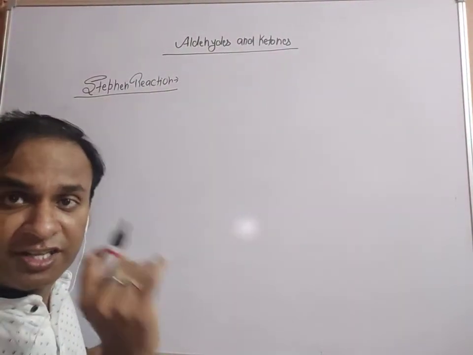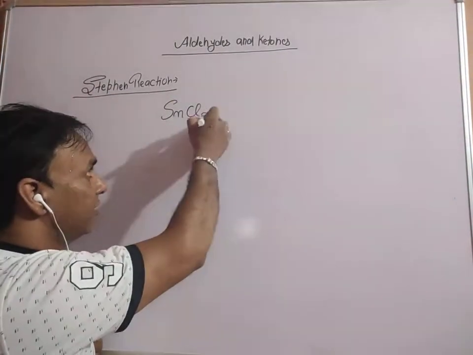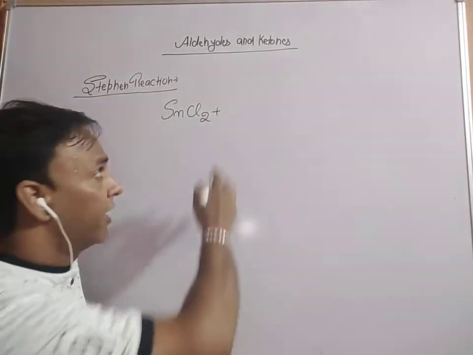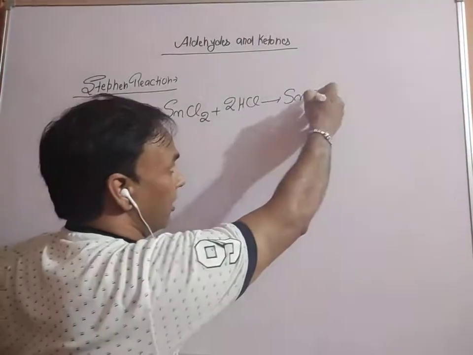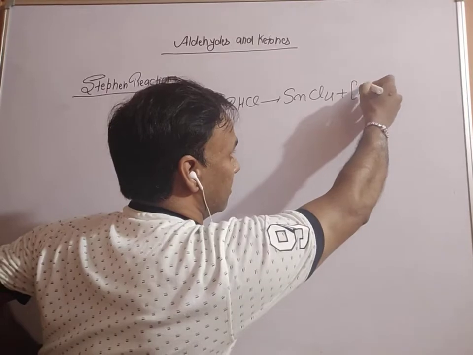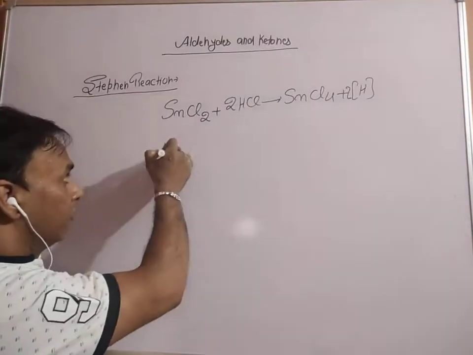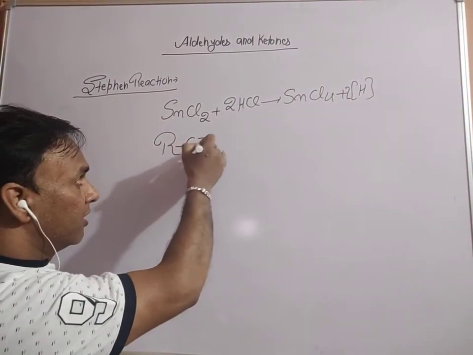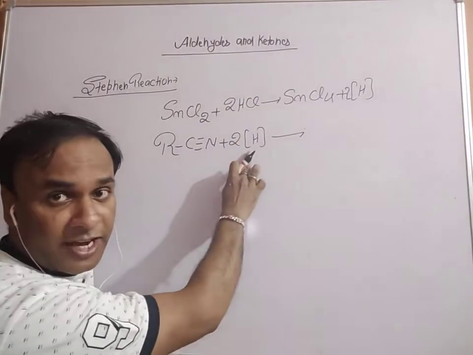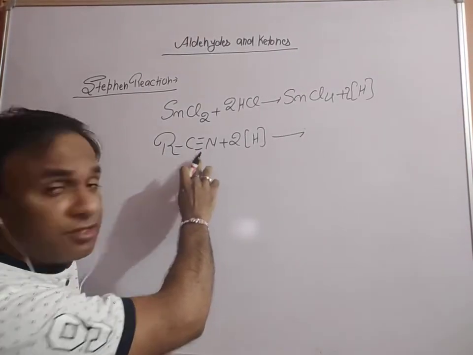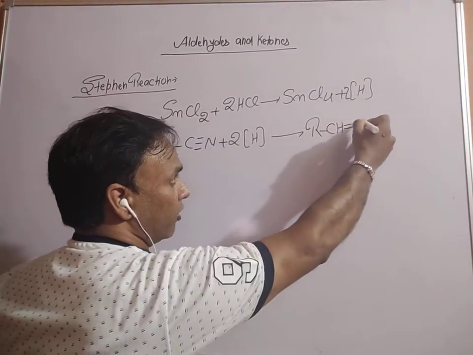In Stephen's reaction, initially the stannous chloride, what is stannous chloride? SnCl2. SnCl2 reacts with hydrochloric acid, meaning HCl, and it turns into stannic chloride, that is SnCl4, which gives 2 moles of nascent hydrogen. Got it? Now with the help of nascent hydrogen, alkyl nitrile gets reduced. Clear? That means the unsaturated cyanide turns into the double bond R CH double bond NH.